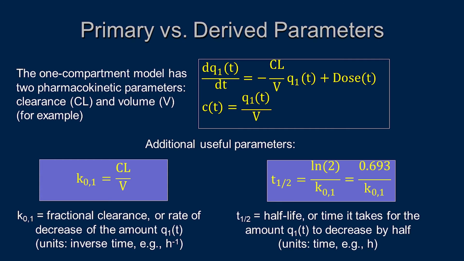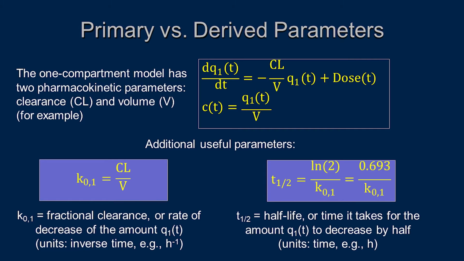Some people talk about primary versus derived parameters. People would sometimes report the model in terms of clearance and volume because they're more intuitive in terms of volume cleared per unit time, and volume itself has a very intuitive and mechanistic interpretation. K01 is usually a little bit harder to grasp, this sort of rate of decrease. So we tend to think of it as a derived parameter.